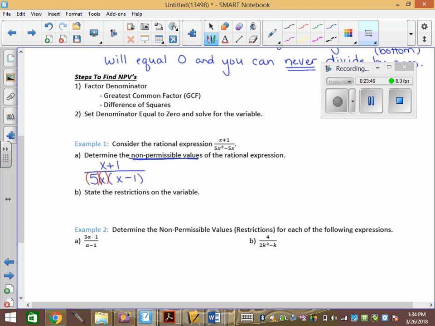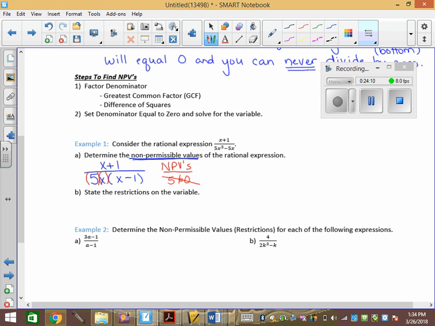Well, this is a 5. Can a 5 ever be 0? Not a trick question. It cannot. It's a 5. Okay? You're not getting an NPV from the number 5. It is a 5. It's never changing. Okay? So no non-permissible values coming from that. If you really want to, you can say 5 cannot equal 0. True. Yay. Not an NPV coming from there.